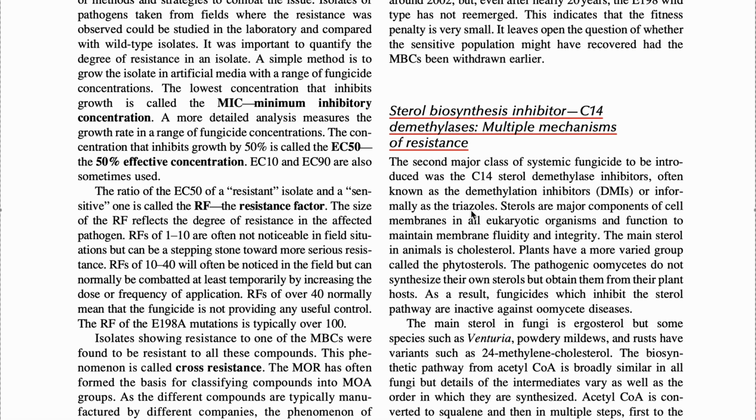informally as the triazoles. So I have given you the examples, right? This triazole group's mode of action is sterol biosynthesis inhibition. So they inhibit the sterol biosynthesis. Now, sterols are major components of the cell membrane in all eukaryotic organisms and function to maintain membrane fluidity and integrity. The main sterol in animals is cholesterol. Plants have a more varied group called the phytosterols. The pathogenic oomycetes do not synthesize their own sterol but obtain them from their plant host. As a result, fungicides which inhibit the sterol pathway are inactive against oomycete diseases.